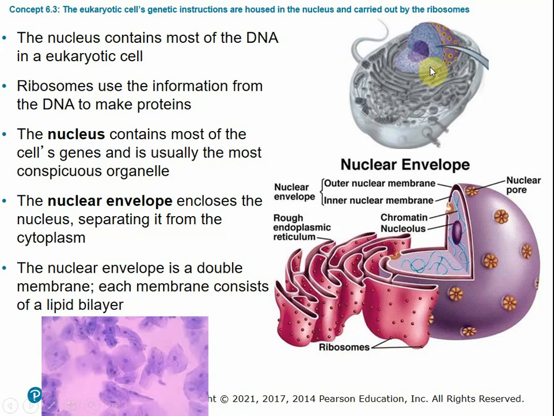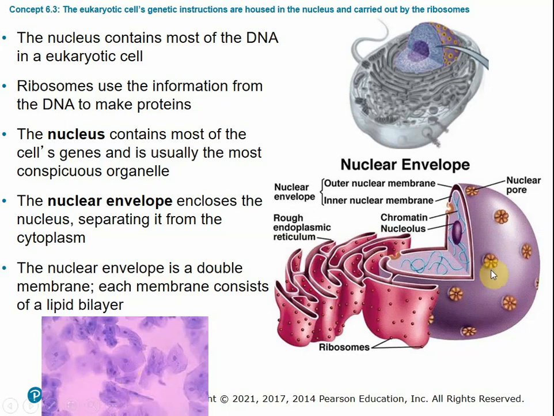So the nucleus is the largest organelle, the most conspicuous. So it's generally the only organelle or cellular structure that you'll really be able to see under our standard light microscope. So it's typically the dark dot in the center of a cell.